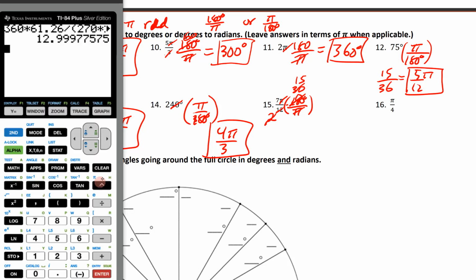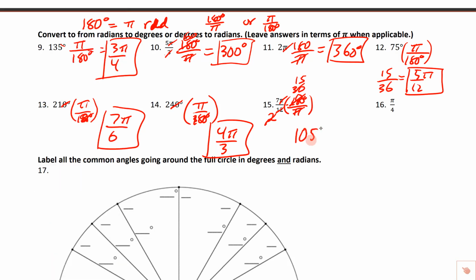Let me grab the calculator really quickly. I think I know what that is. 7 times 15 is 105. So we get 105 degrees on that. Okay. And then the last one, pi fourths. Again, it's probably one you're familiar with, but if not, we can always do the conversion. The pi's are going to cancel. We're going to have 180 degrees divided by 4. So we end up with 45 degrees, okay?